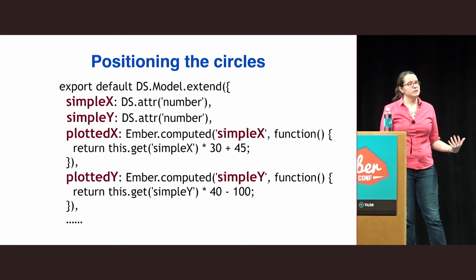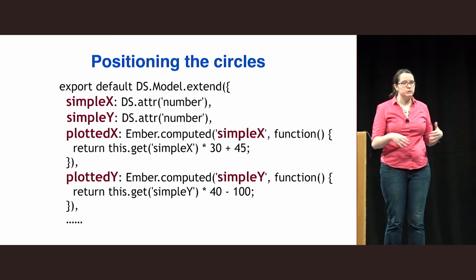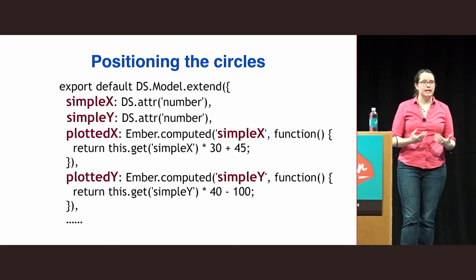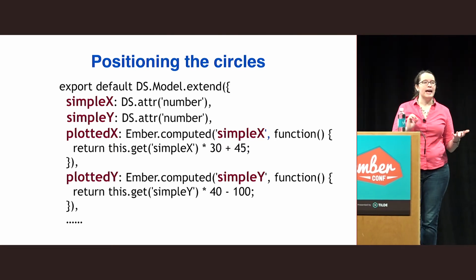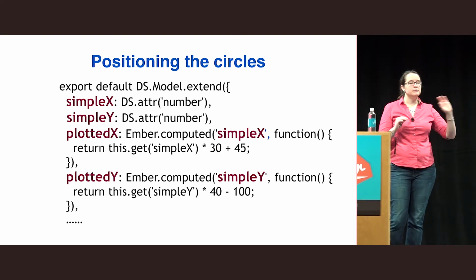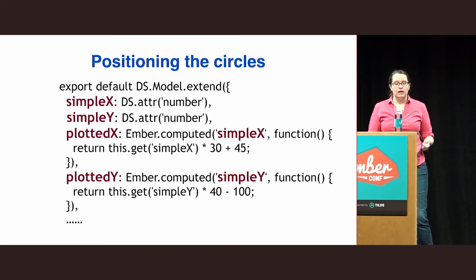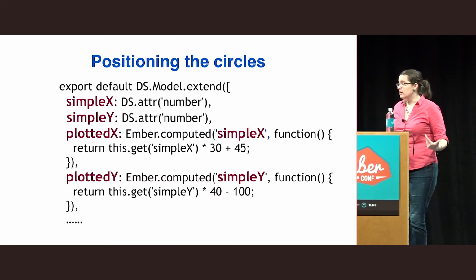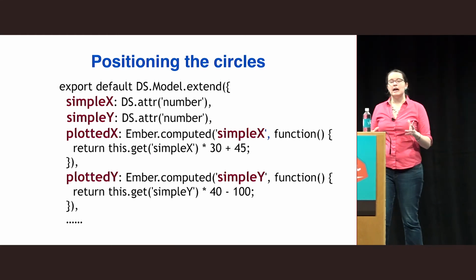So how did I actually set this up behind the scenes? This is the model that forms one of those circles or data points. For simplicity and human readability, each of my circles had a simple XY coordinate that was a whole number that corresponded simply to its row and column in this array. Then I used a computed property on the model, or you could do this in a component, to actually position the circle on the body of the SVG.